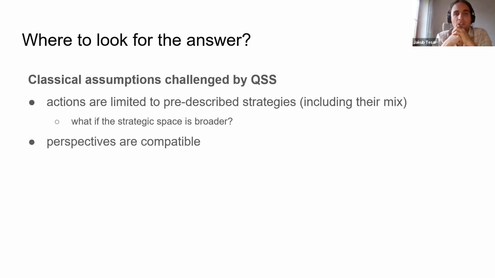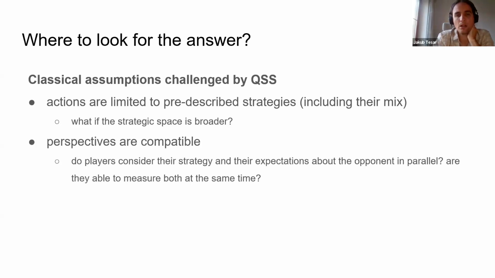The second assumption, which is challenged, I would say, by these results, is that perspectives are compatible. So we may ask whether players actually consider their strategies and their expectations about the opponent in parallel, whether they are cognitively able to do so, whether they are willing to do so, whether they are able to measure both at the same time. So basically the question is the compatibility of observables. What if my strategy and my expectation, thinking about myself and thinking about the opponent in the game, are non-compatible? We cannot think about them in parallel or at the same time.